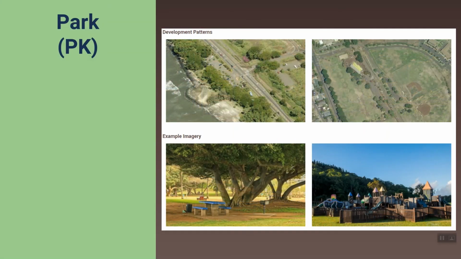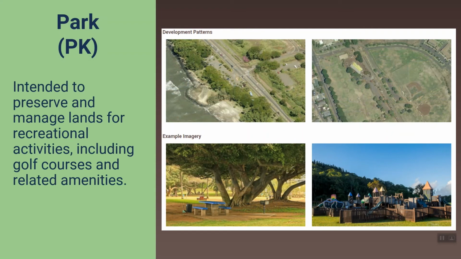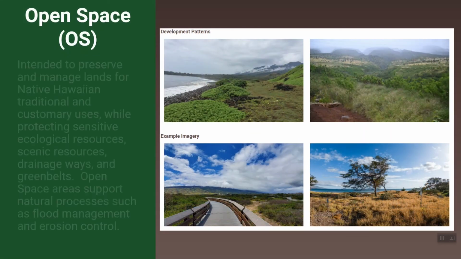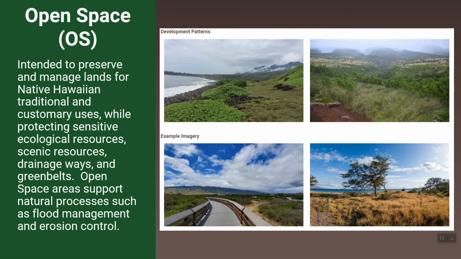The Park Community Plan designation is intended to preserve and manage lands for recreational activities, including golf courses and related amenities. Examples include our county beach parks, neighborhood parks, and regional parks like Keopuolani. The Open Space Community Plan designation is intended to preserve and manage lands for Native Hawaiian traditional and customary uses, while protecting sensitive ecological resources, scenic resources, and drainage ways and greenbelts. Open space areas support natural processes such as flood management and erosion control. Many of our gulches across the island are good examples, as well as Lipoa Point.